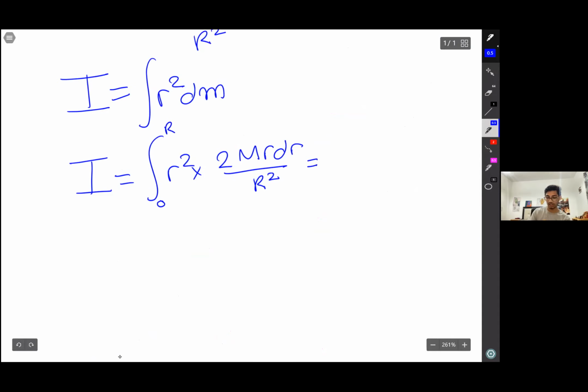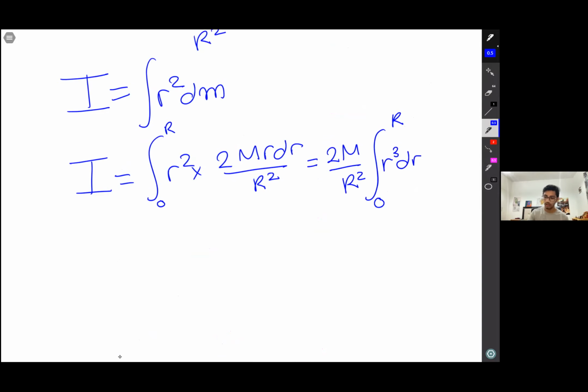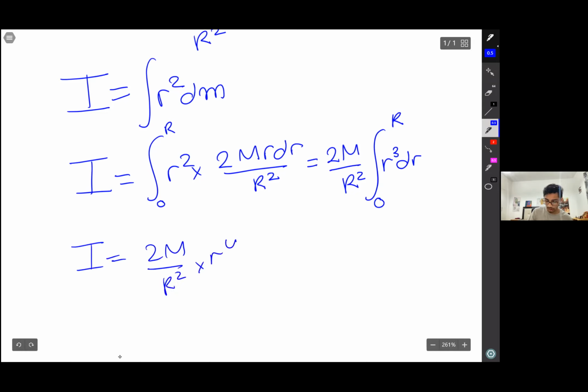Since I can group up the r's, and 2m over capital R squared is a constant, I can say that my moment of inertia is 2m over R squared times the integral from 0 to capital R of r cubed dr. Now, as you can see, it's a fairly simple integral. Integrating r cubed dr gives me r to the fourth over 4. So I equals 2m over R squared times r to the 4 over 4, from r equals 0 to r equals capital R.